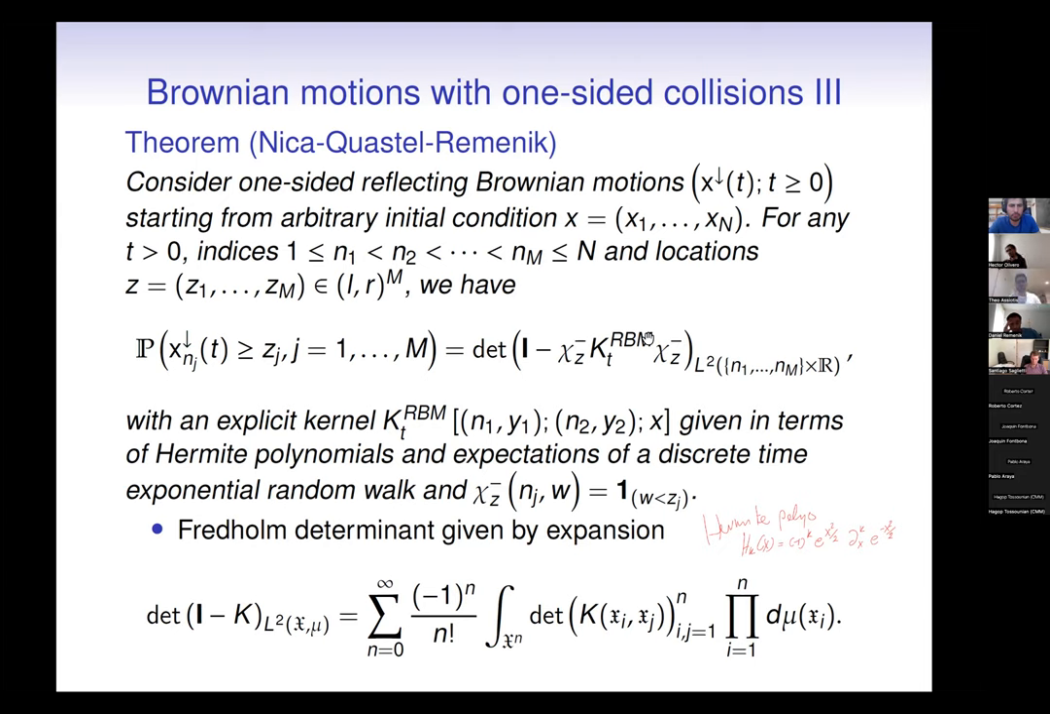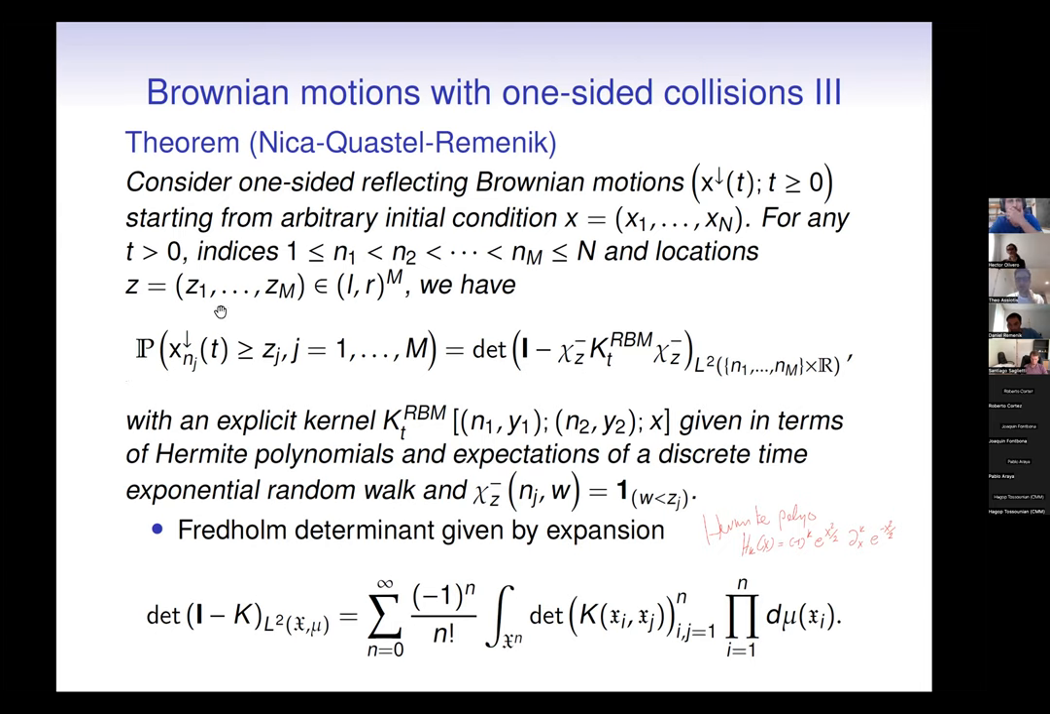But some of the most general results start from arbitrary initial condition x1 up to xn, and then you can compute the probabilities that the particles indexed by n1 up to nm have location at least some zj. You can compute that in terms of a Fredholm determinant. And that Fredholm determinant comes with some explicit kernel. I haven't said anything about correlation kernels or determinantal point processes in this case at all, but somehow determinantal point processes are hidden in the background.